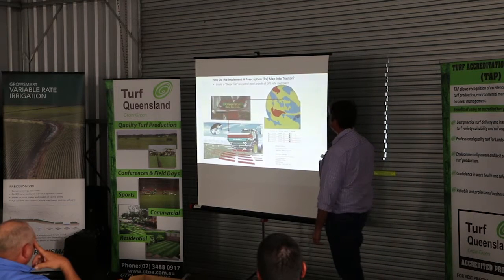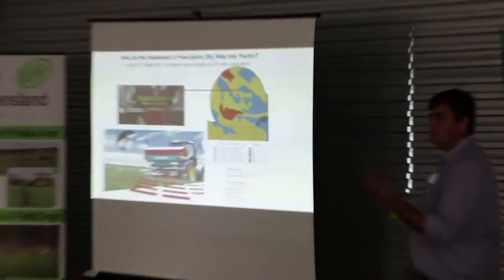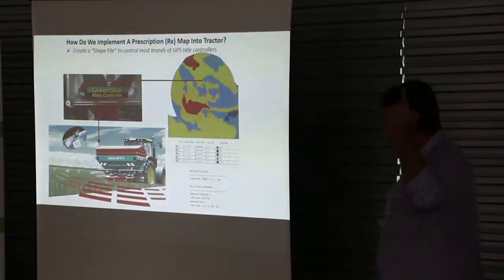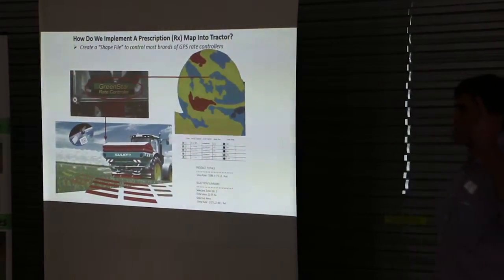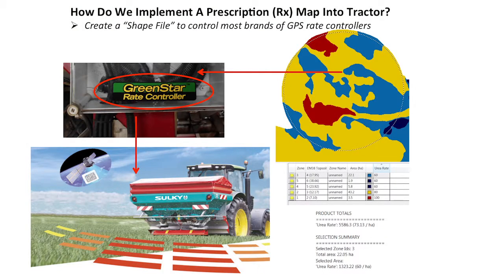Now I want to implement it. Any GPS system has basically three components. Something on the roof tells me where I am, with varying degrees of accuracy. The operator interface, the display, is the thing I'm going to load this into. And a controller says speed up or slow down. So in this case, this shape file is going to go into any brand of GPS. It's effectively going to tell that calibrated spreader to speed up and slow down the flow of fertiliser via a linear actuator.